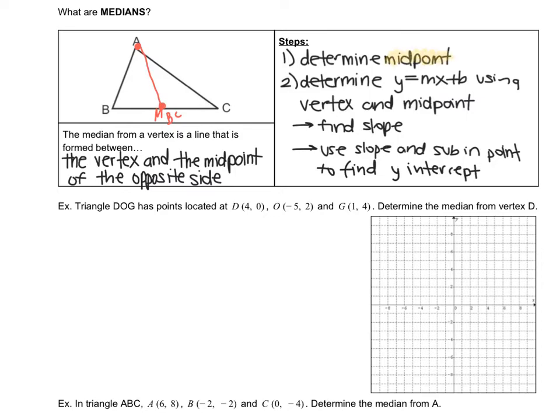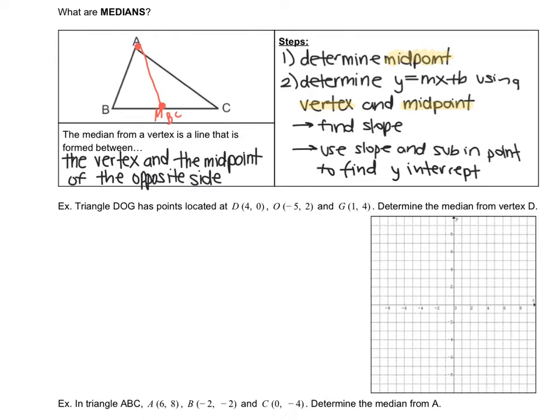determine the midpoint. And after that, it is just a grade 9 skill of finding the equation of the line using 2 points. And those 2 points are the original vertex that is given, so in this scenario A, and the midpoint that you just calculated. The other 2 vertices of the triangle, I don't care about them anymore.